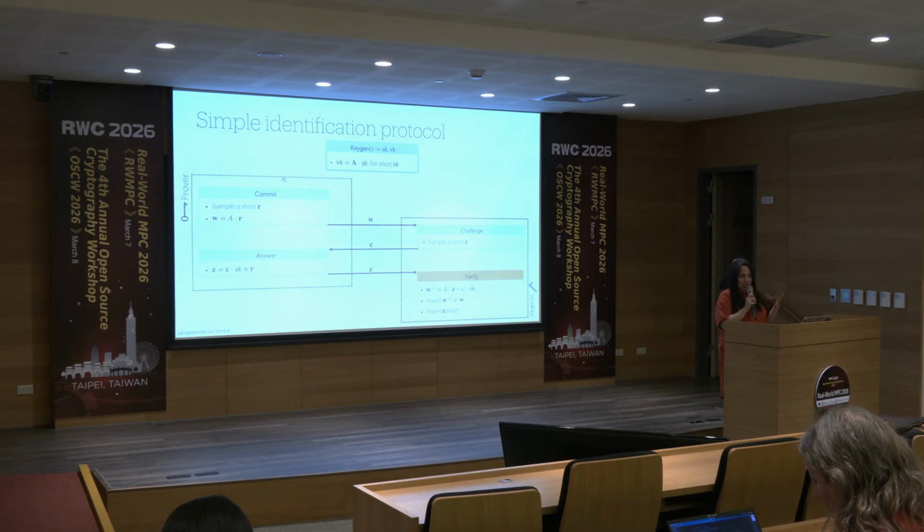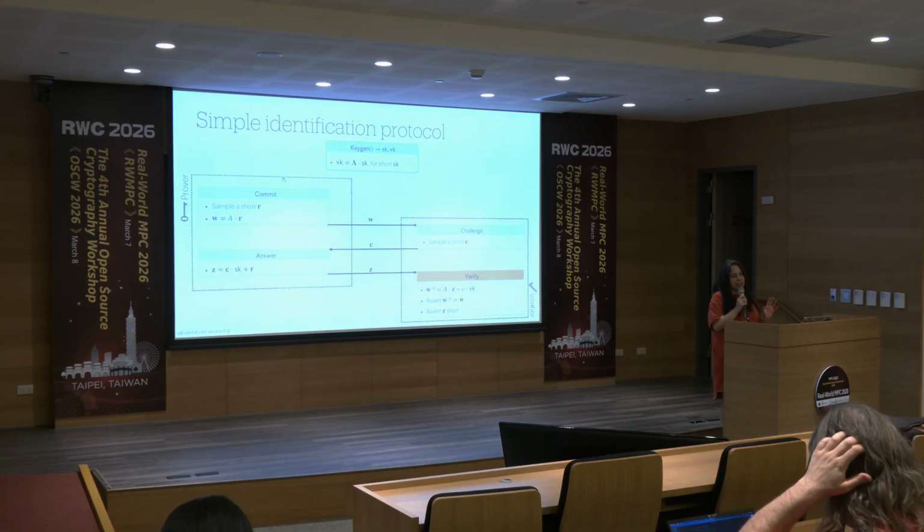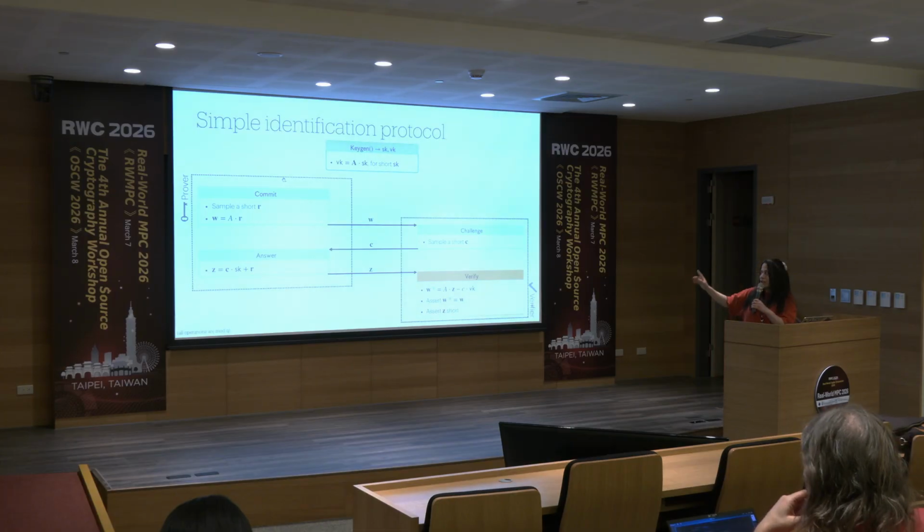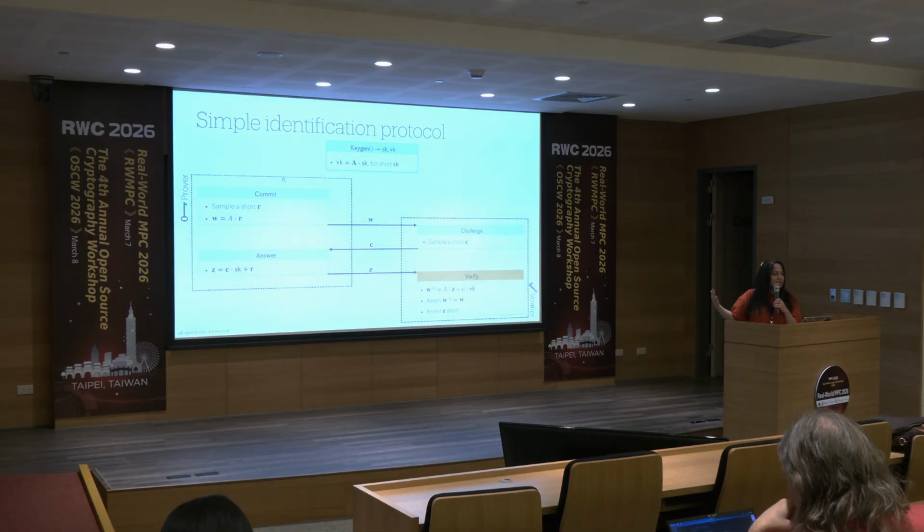So in the first procedure that we have, the key generation, you essentially have a way to generate a secret key and also an associated verification key. The secret key under the lattice assumption should be short, and the verification key is something that you generate by generating a random matrix A and multiplying it by the secret key.